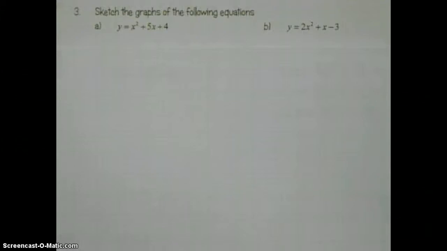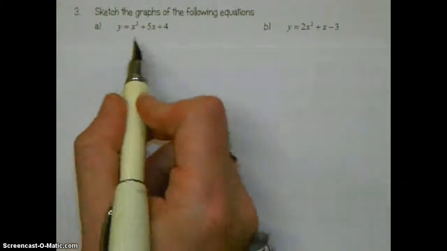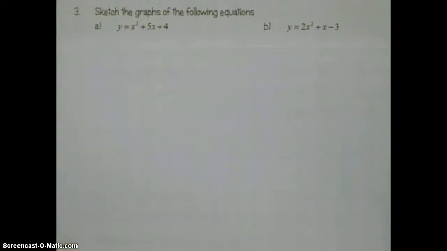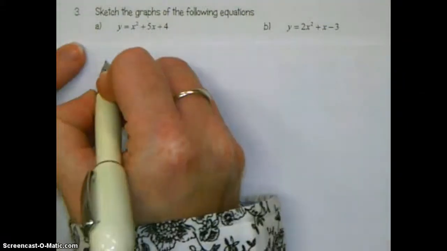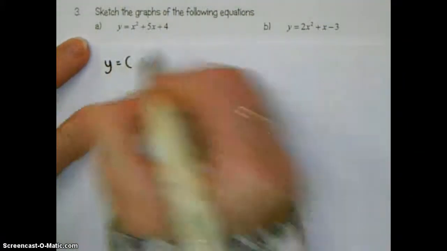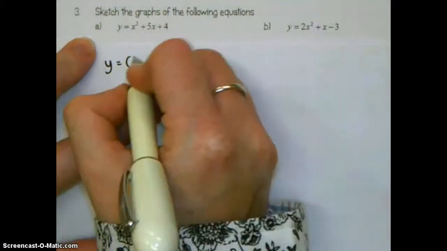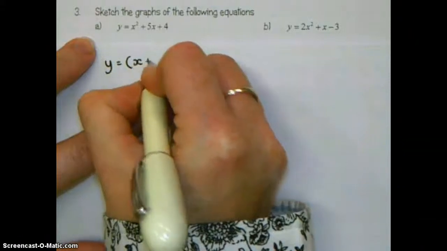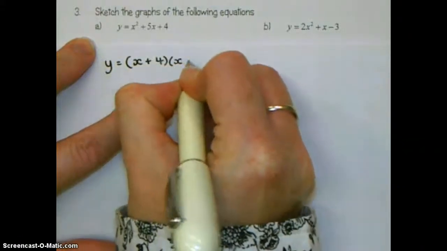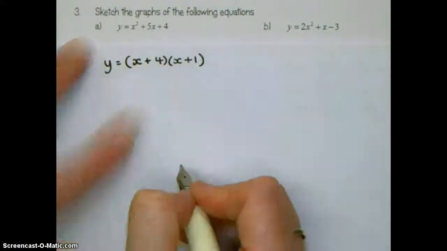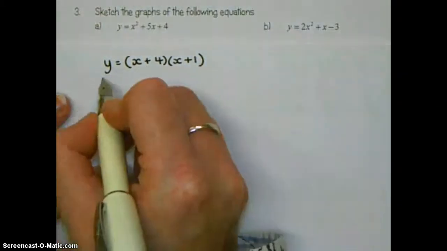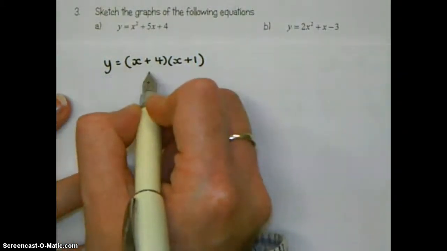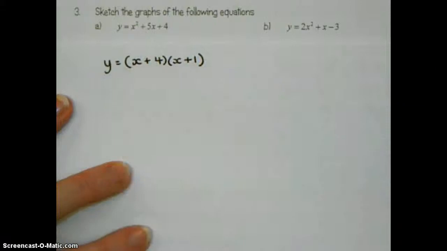Okay, so sketching graphs of these equations then. So first of all, I know that this first equation is going to be a U-shaped curve. It's got a positive x squared. But then I need to know where it crosses the x-axis. So I can do that by factorising. And I can see that that's going to factorise into an x plus 4 and an x plus 1. So I can see that that crosses the axes at, when this bracket is 0, x would be minus 4, and when this bracket is 0, x would be minus 1.